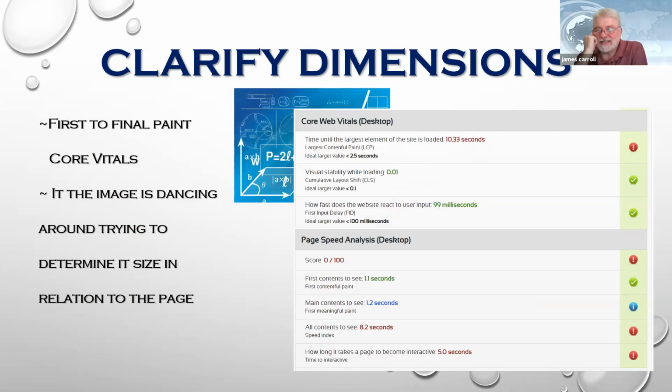So that leads us into the next slide, really. And if you want to talk about core dimensions, this is the place we will do it. I need to move some things so I can see it all. So this particular website gets a desktop speed analysis of 0 out of 100. So out of 100 possible points, it's scored at 0.